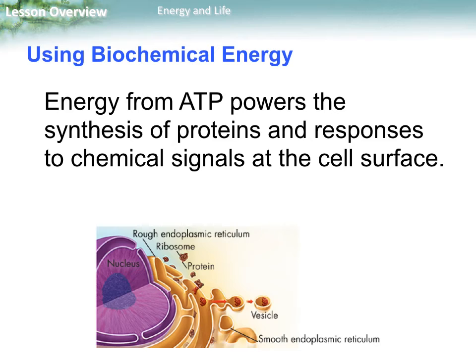Energy from ATP powers the synthesis of proteins and responses to chemical signals at the cell surface. So, the signals that we talked about last time, the junctions between the cells, the cells that send signals, the fact that cells have to have receptors, these signals are processed through this ATP energy. So energy from ATP powers the synthesis of the proteins and responses to the chemical signals that we just finished talking about in the last chapter.